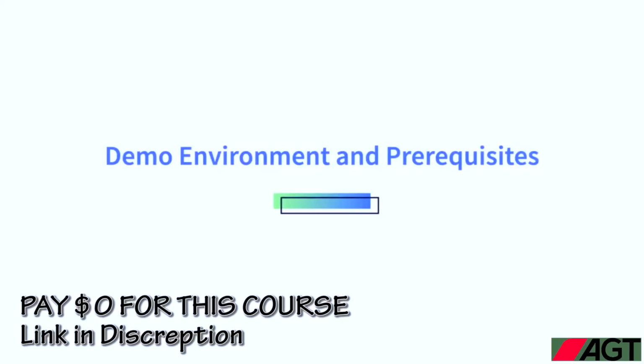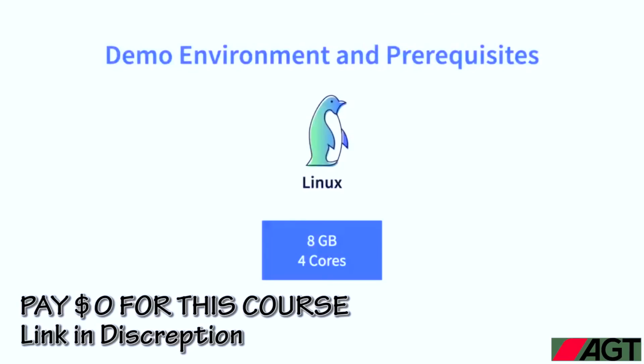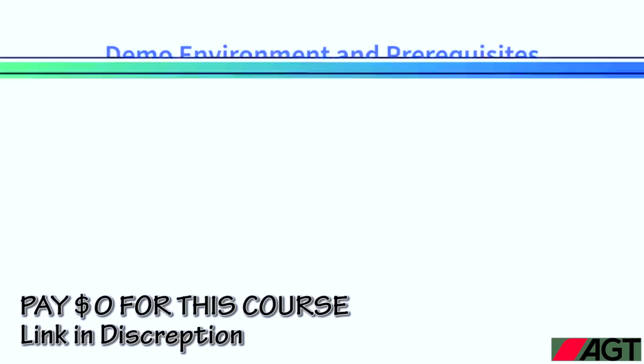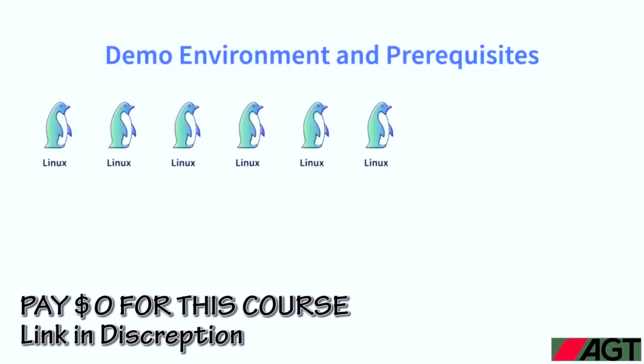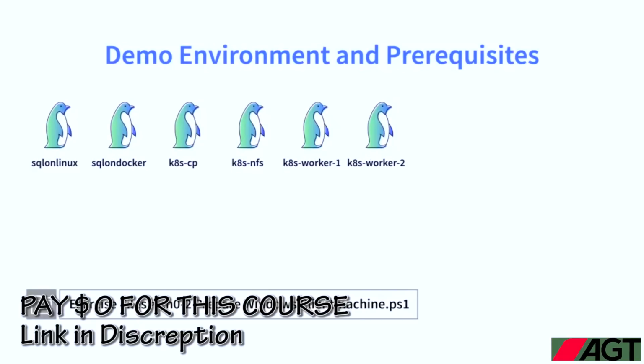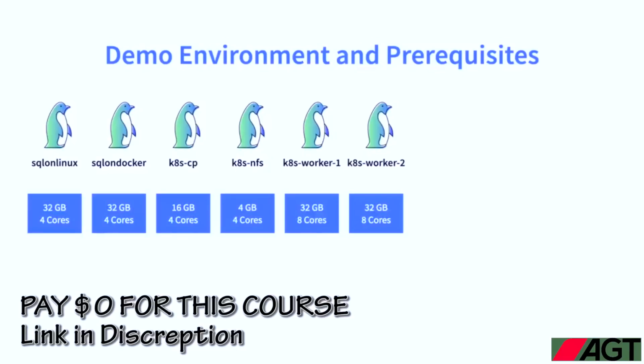Let us talk about the required demo environment for a minute. What you really need for this course is a single Linux machine with 8 GB of RAM and 4 cores. My setup, however, is a bit more complex. To start with, I'm using 6 Linux servers. 1 dedicated box to run SQL Server on Linux, 1 to run SQL Server on containers, and 4 machines for my Kubernetes environment, including a dedicated NFS server for storage. All my Linux boxes have the NFS client tools installed, while the NFS server, of course, also has the NFS server activated. These machines have between 4 and 32 GB of RAM and 4 to 8 cores each. Again, this is far beyond the minimum requirements, so don't worry if you can't replicate this entire setup.